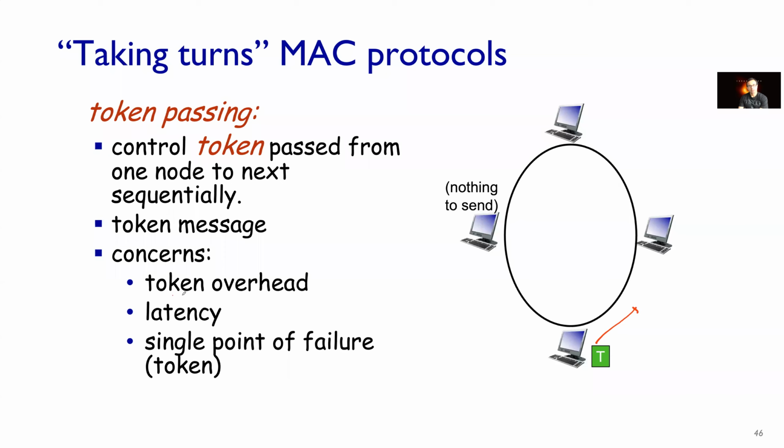Now, what are the concerns here? Well, there's this overhead. Again, like before, like in that polling mechanism, you have to wait for this token to pass around. There's some latency. There's also the possibility of a single point of failure. So what if a node captures a token and dies, right? So then there's no more token being circulated. Then what do the other nodes do, right? So this can again be a problem.